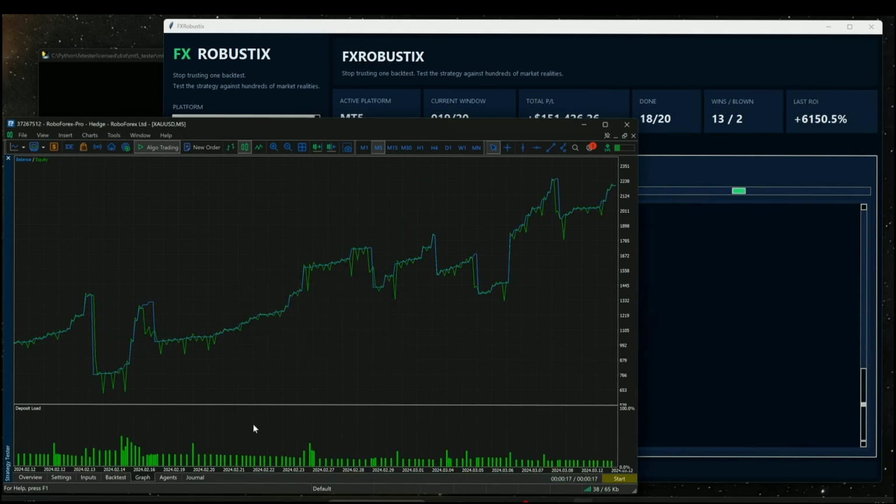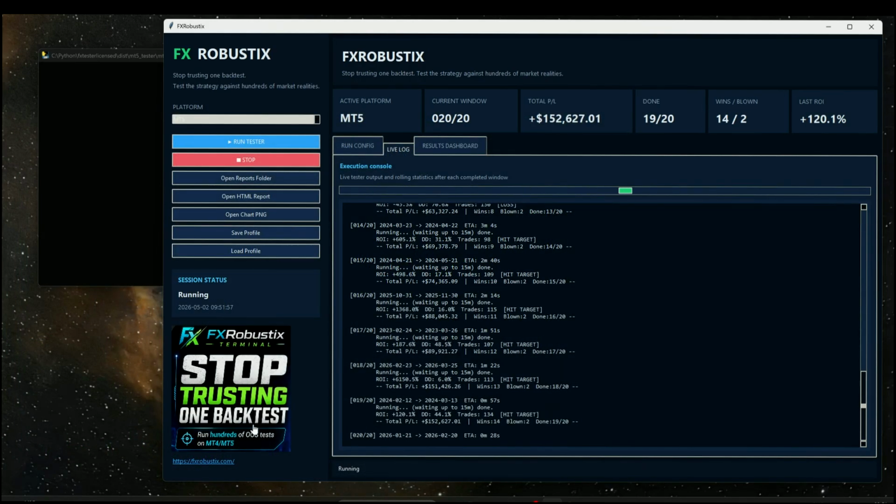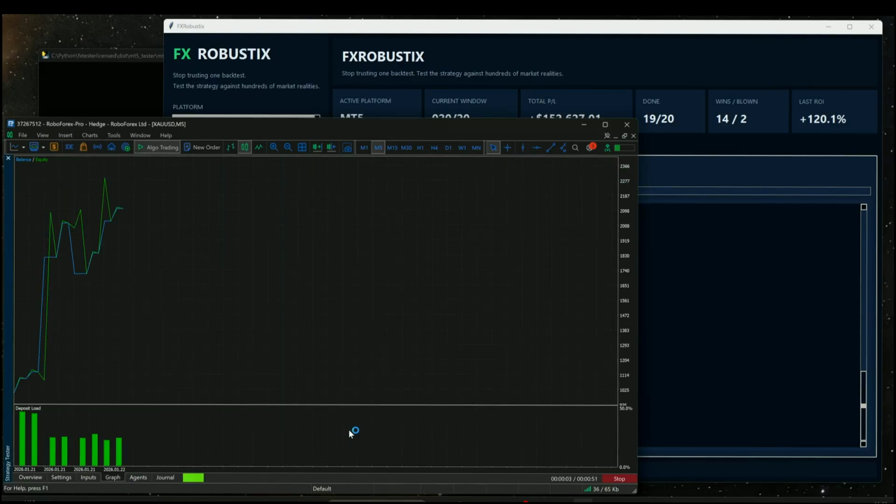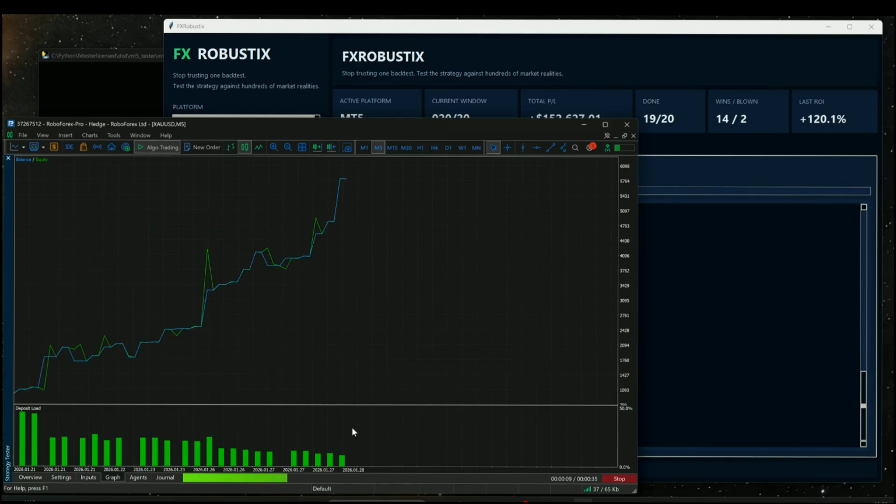But here is the important part. This robot was not perfect. It had losing windows. It had drawdown. It even blew accounts. And that is exactly the point. FXRobustix is not built to show fantasy no-loss results. It is built to show the truth.